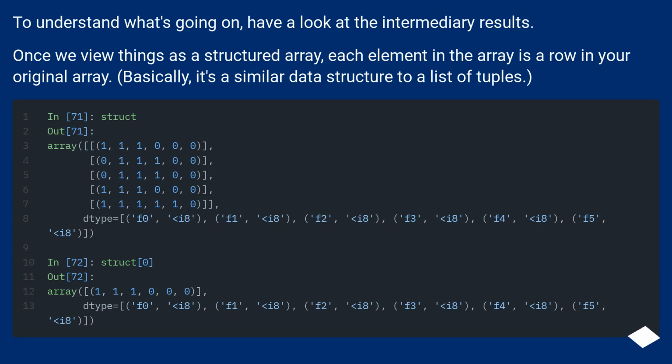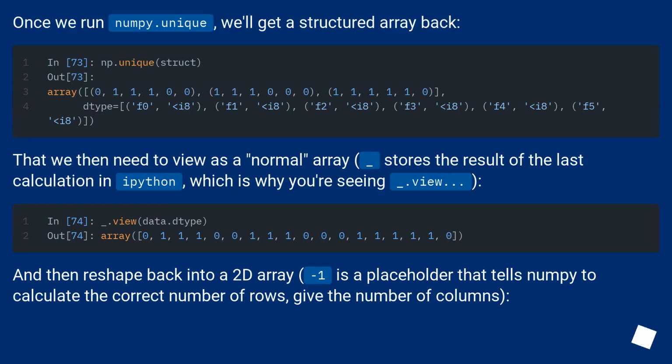To understand what's going on, have a look at the intermediary results. Once we view things as a structured array, each element in the array is a row in your original array. Basically, it's a similar data structure to a list of tuples. Once we run numpy.unique, we'll get a structured array back.